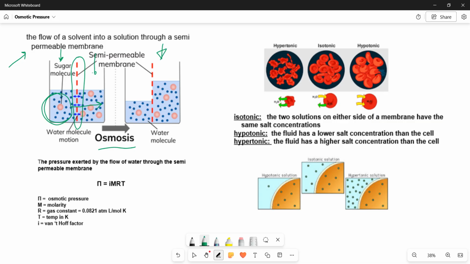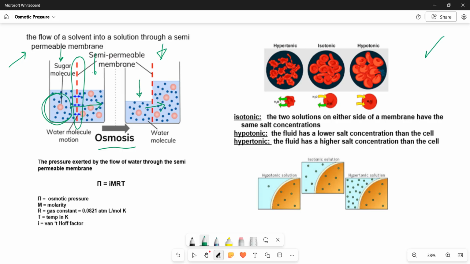So in beaker number 2, you can see here that the level of water or solution has gone down because we've had water molecules going over to the right side of the membrane so that the ratio or concentration of sugar to water is equal on both sides. We see this in the human body.